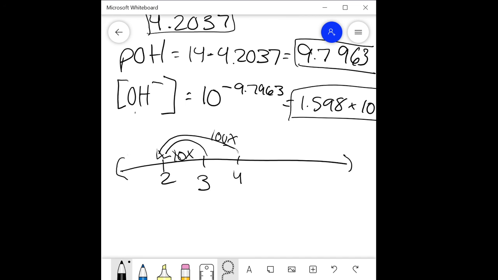That's why pH balance is so important, because when you just jump one value, you're really jumping by 10 times as much of that value. So that is it for pH.